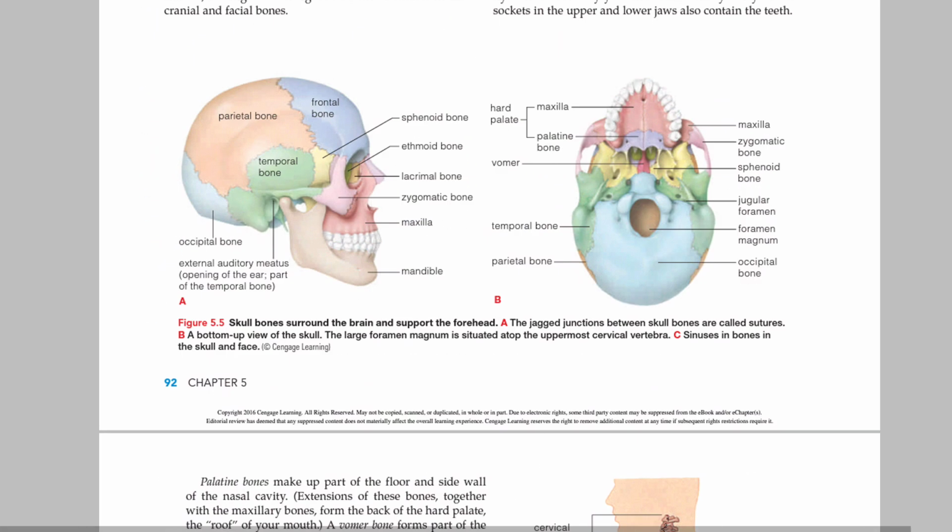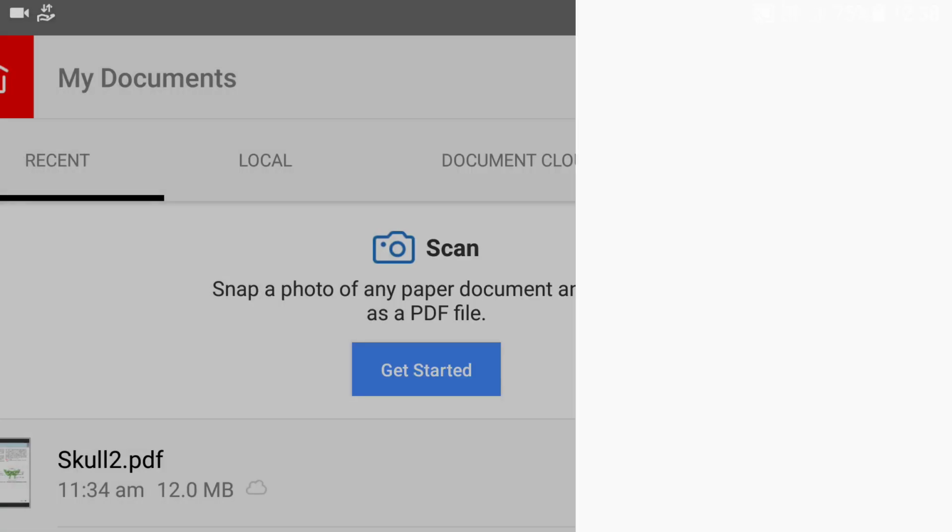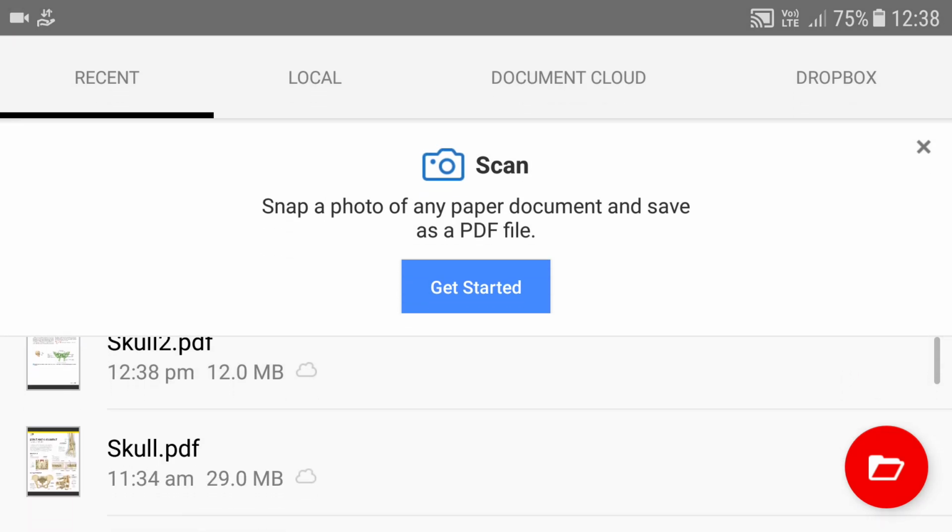Now I need to open another file. So, one minute.